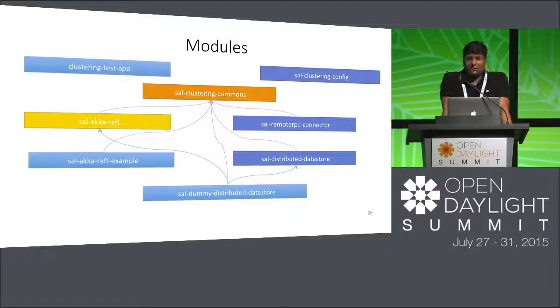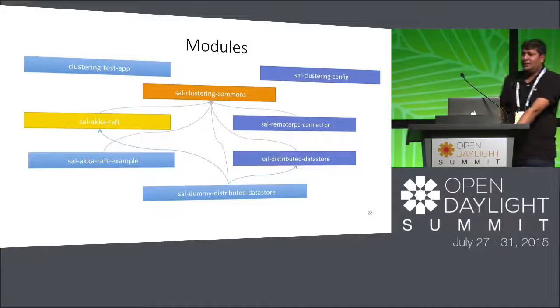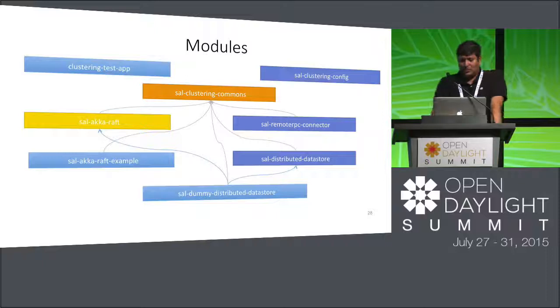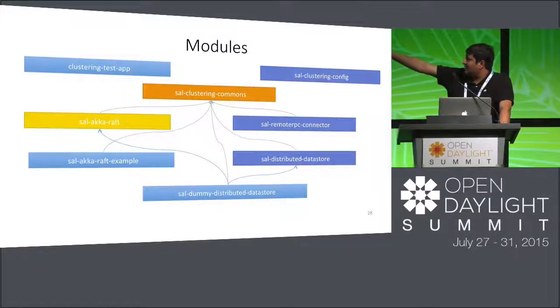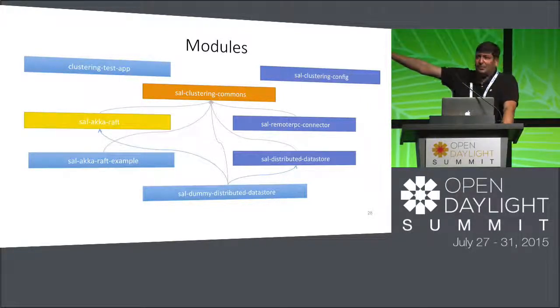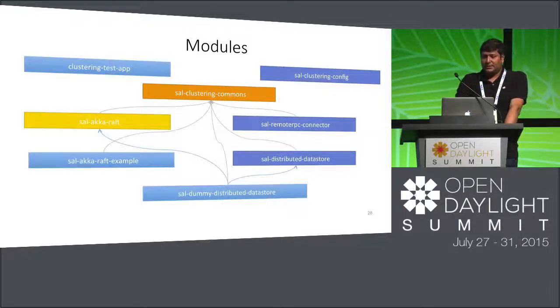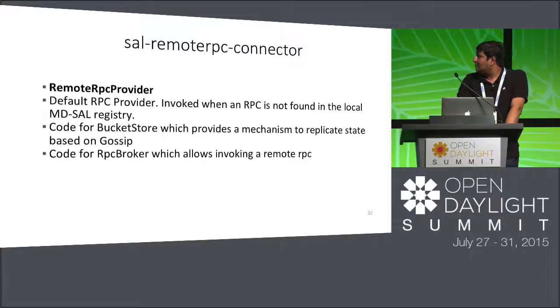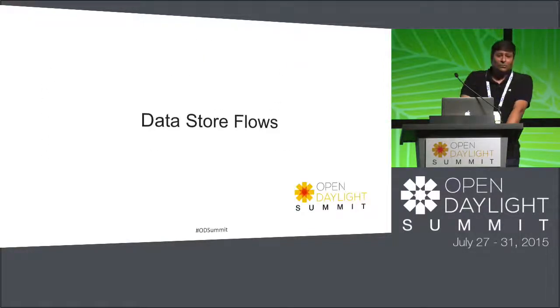Actually, I'd like to rush through these modules because I really have less time. This is essentially talking about how the code is laid out. You can look at the slides and determine what they do. The main components are SAL Clustering Common, SAL Raft, SAL Distributed Data Store, and Remote RPC Connector. The others are peripheral to it. Look at that code, look at these slides, and you'll see what exactly is in there. That way I can go on to the flows.